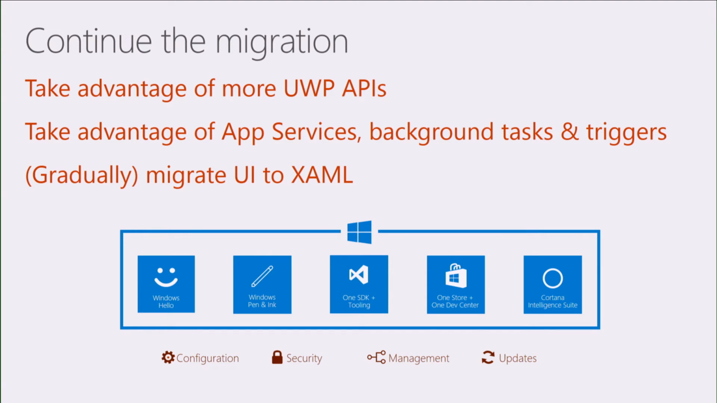You can add more APIs if you want to. You can add in more app services or background tasks or triggers. There's some cool functionality that we have in the Universal Windows platform that is now all accessible to you as an application, because you can use that either directly in your existing code or in the UWP app portion of it. So you can really benefit of both worlds while you obviously continuously migrate your UI to XAML and to the Universal Windows platform if you do plan on exposing that functionality on other devices.